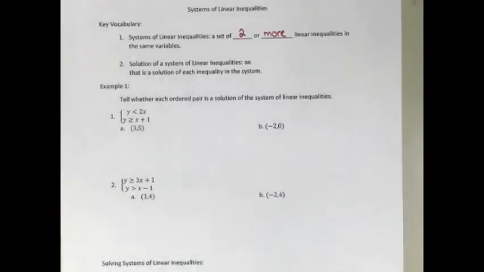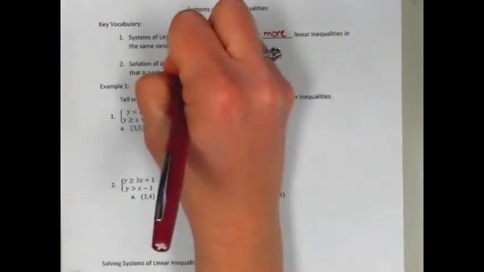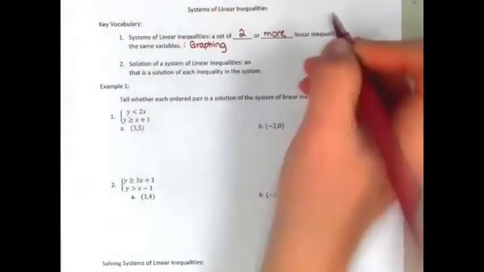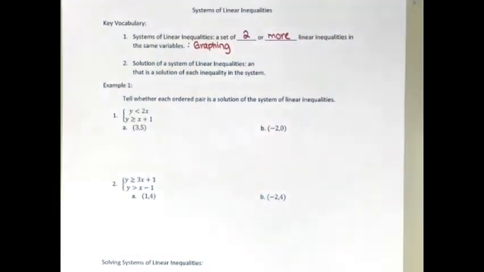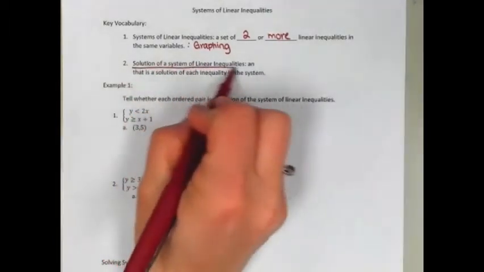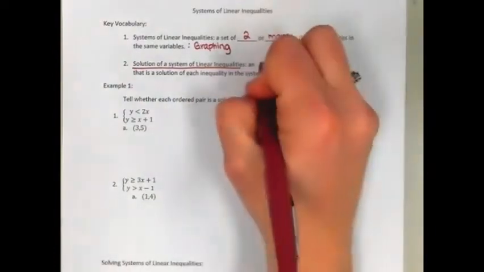All right, so a system of linear inequalities is a set of two or more linear inequalities in the same variable. Again, the only way to solve it is by graphing. Because think about linear inequalities. Isn't there tons and tons of points that make that inequality true? Yes, because that's the reason why we shade to represent all of those solutions for it. So the solution to that system of linear inequalities is an ordered pair.